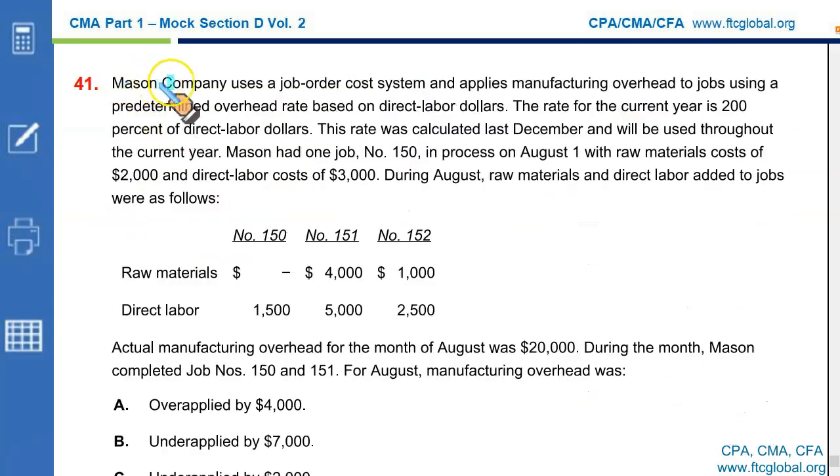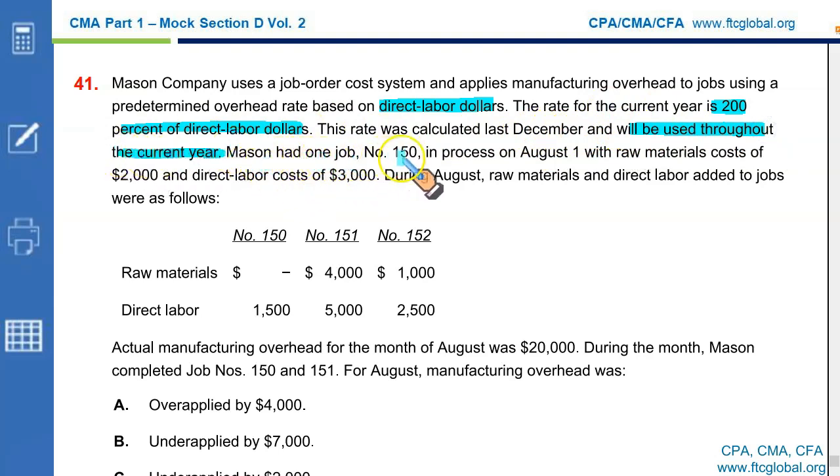Next question. Mason Company uses a job order cost system and applies manufacturing overhead to jobs using the predetermined overhead rate based on direct labor dollars. The rate for the current year is 200% of the direct labor cost. That's how we apply overheads to production. This rate was calculated last December and will be used throughout the current year.